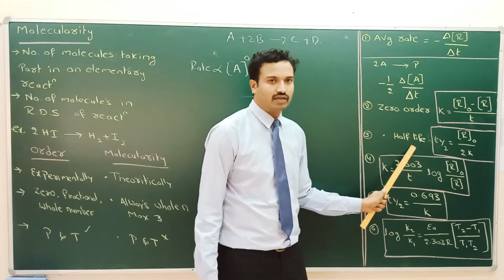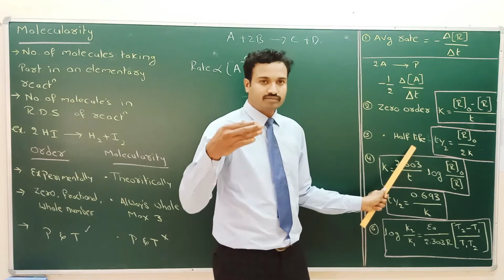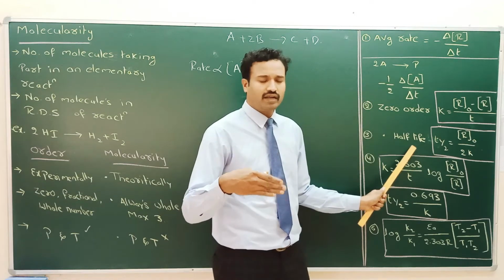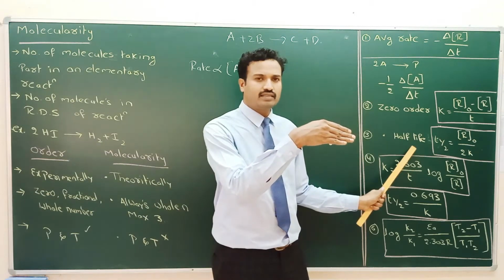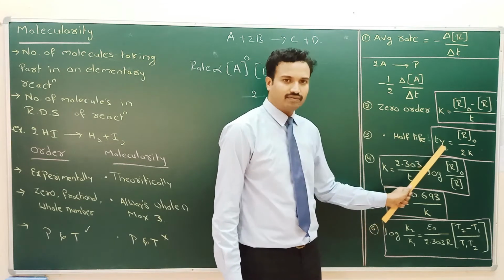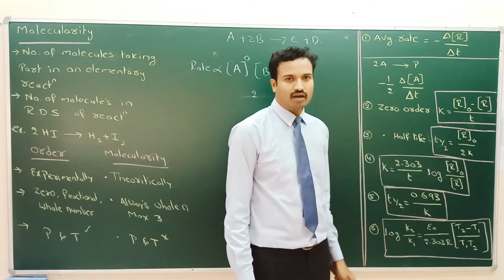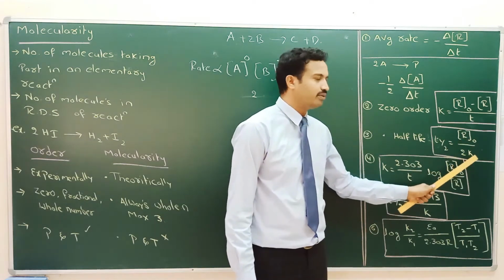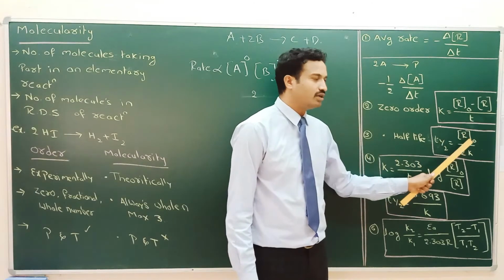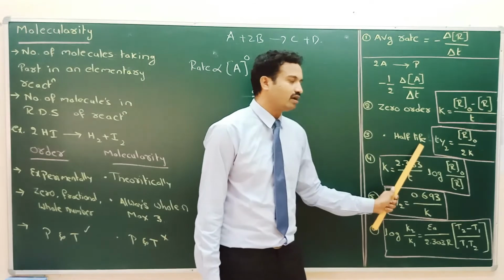Half life, zero order half life. What is half life? The time required at which the initial reactant concentration becomes half, 50%. Then zero order half life, T half is equal to R naught by 2K, initial concentration by 2K. So T half is proportional to initial concentration. T half value depends on initial concentration for zero order half life.